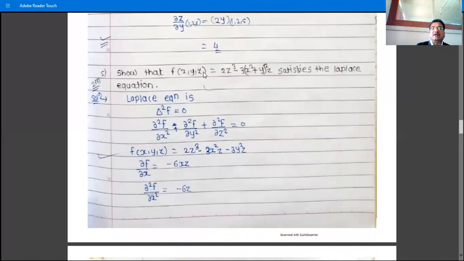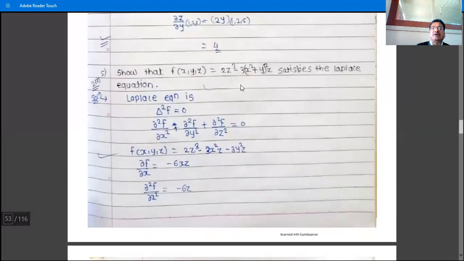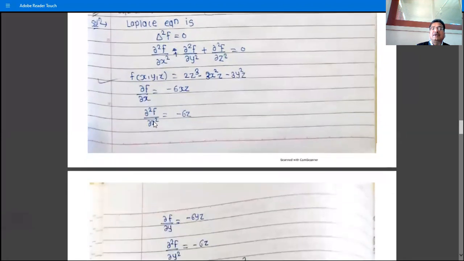That is, find the second partial derivative with respect to x. That is, find the partial derivative of f with respect to x, then the second partial derivative of f with respect to x square. The partial derivative of f with respect to x is what? The derivative of 2z cube is 0, minus 3x square derivative is minus 6xz, multiply by this z, simplify this, and this is the derivative with respect to x, then the second order derivative is minus 6z, the second partial derivative of f with respect to x square.